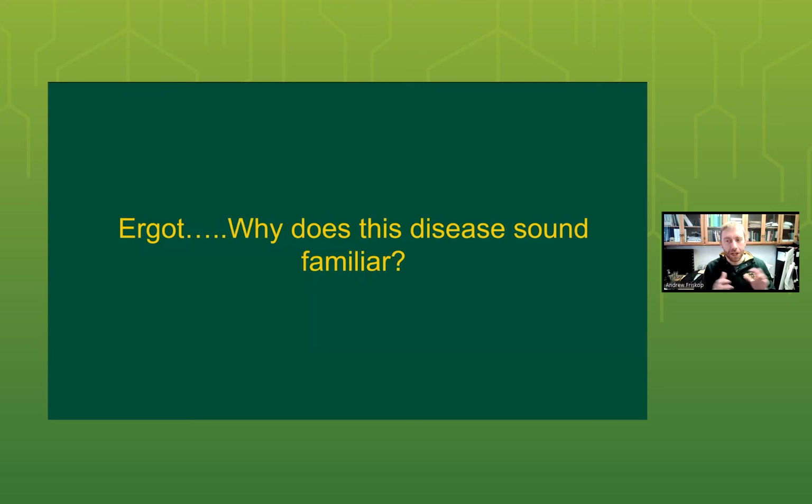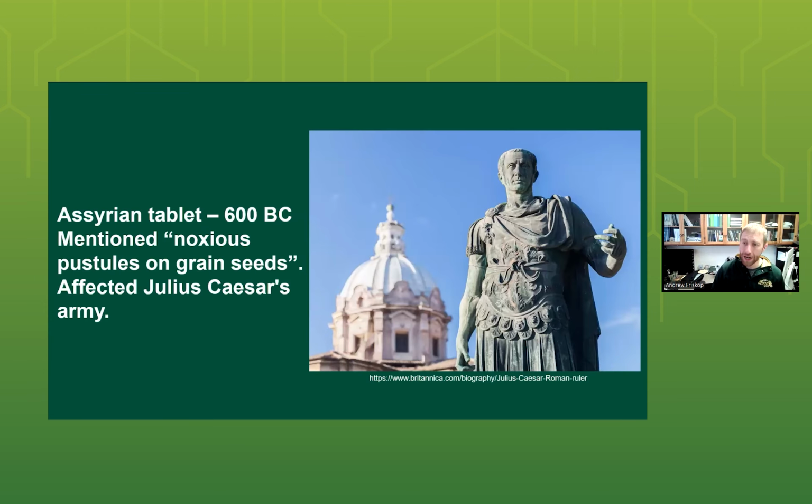And I'm not going to spend a lot of time on it, but for those that have taken introduction to plant pathology or maybe have remembered a plant disease, ergot often comes up in conversations. And this is what I call some quick history flashcards of where ergot's been referenced. One of the earliest records of ergot is a Syrian tablet in 600 BC. There's mentioning of these noxious pustules on grain seeds that affected Julius Caesar's army.